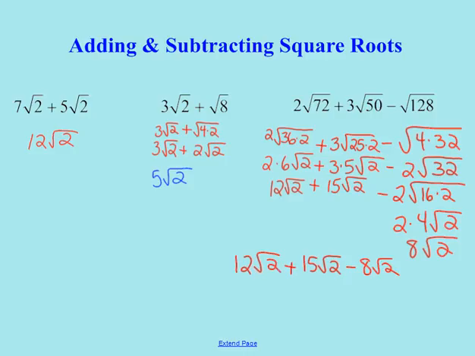Each of these terms has a common radicand, so we can add and subtract the coefficients. 12 plus 15 is 27. 27 minus 8 is 19. We keep the common radicand. 19 square roots of 2 is our answer.